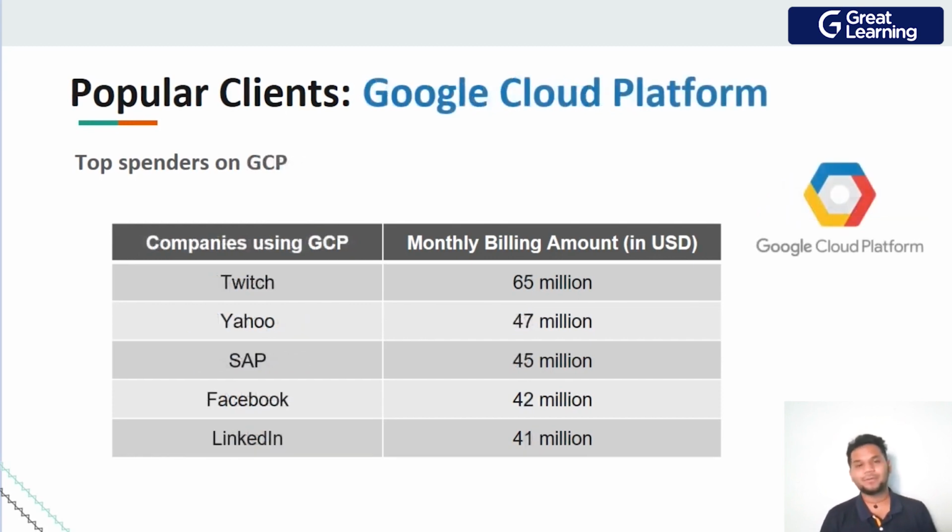But the fun part that I want to talk about is in GCP as well. You saw that these companies, Twitch, Facebook, and LinkedIn, were also using AWS, but these guys also use Google Cloud Platform, and they are billing $65 million, $42 million, $41 million. So this is what is happening, this paradigm shift. I'm not saying that they're leaving AWS to come to GCP. They're using the best of both.